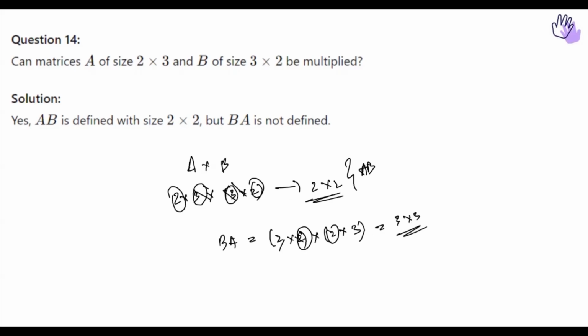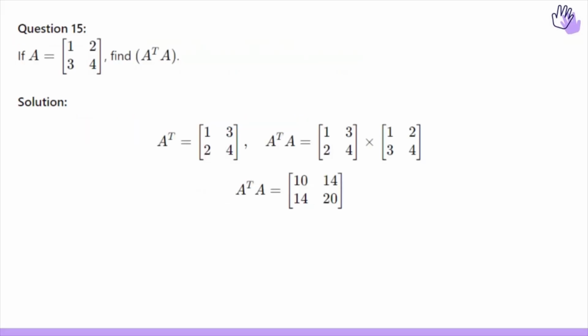Okay, come to the next question. We have been given the matrix A, that is 1, 2, 3, 4, and they're asking us to find the product A transpose A. So how do you find A transpose? Your row 1 will become column 1, and your row 2 will become column 2. Now that we have A transpose, we can just multiply.